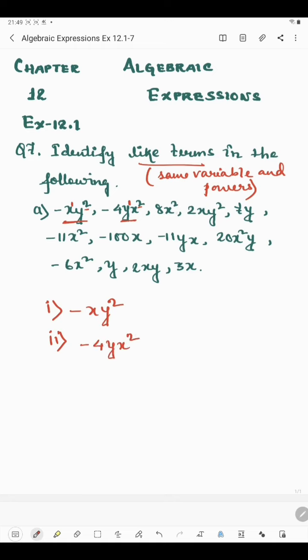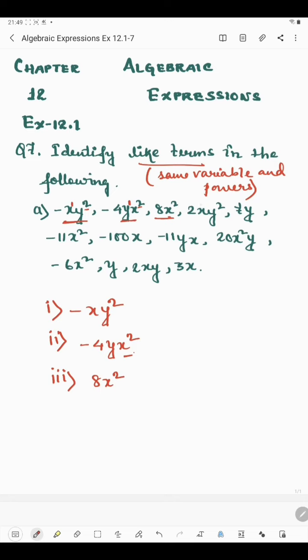Okay, now our next term is 8x square. Again x square term is not present. Here we have x square, with x square we have y also. So y x square and x square is not same. It's not the like term. Okay, so we will put this separately.